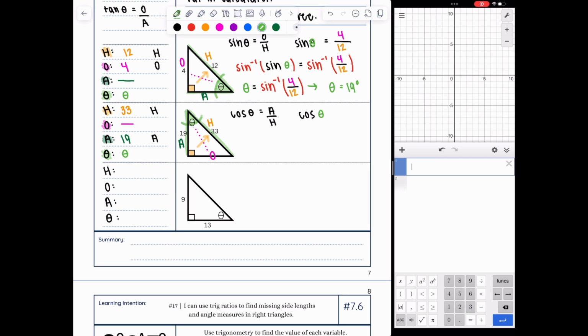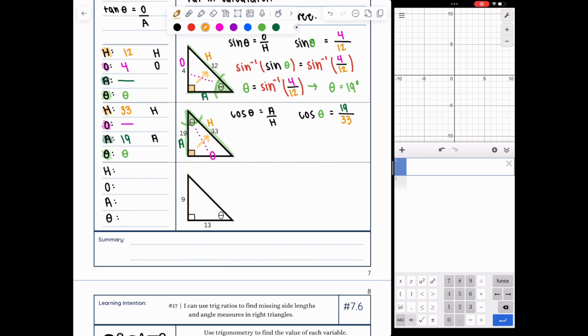I'm going to go ahead and replace what I know. The theta is going to stay where it is, but now it's in green. The adjacent side and the hypotenuse are the actual measurements I know here. The adjacent side is 19 and the hypotenuse is 33.